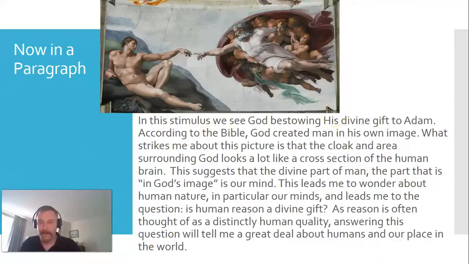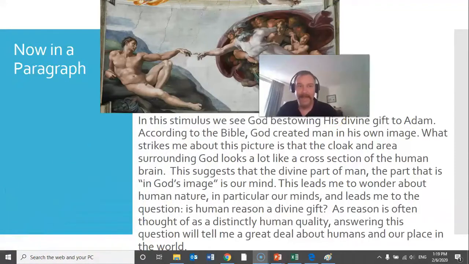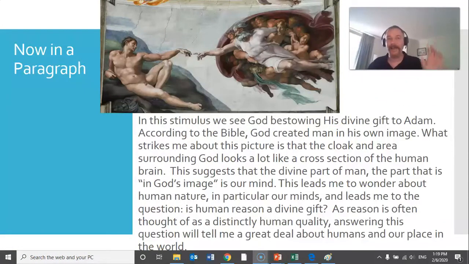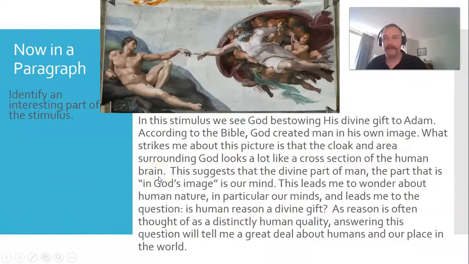In this stimulus, we see God bestowing his divine gift to Adam. According to the Bible, God created man in his own image. What strikes me about this picture is that the cloak and area surrounding God looks a lot like a cross-section of the human brain. Bing, I've identified the interesting part of the stimulus.